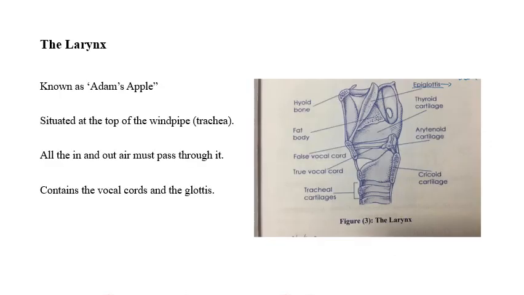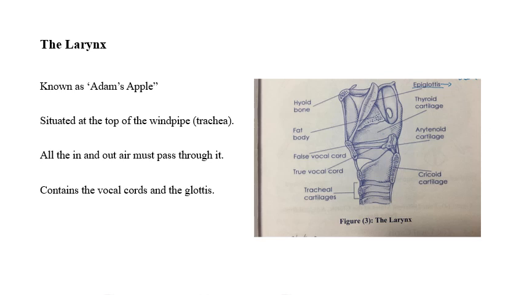Okay, now let's start with our first organ of speech, which is the larynx, al-hunjura. The larynx is also known as Adam's apple. So, where is the larynx in our vocal cavity? Well, the larynx is situated at the top of the windpipe, also known as trachea, al-qasaba al-hawaiya, and continues with it so that all the air passing in or out of the lungs must pass through it.